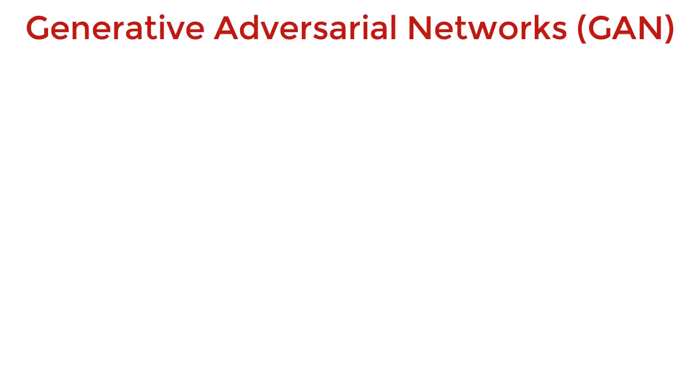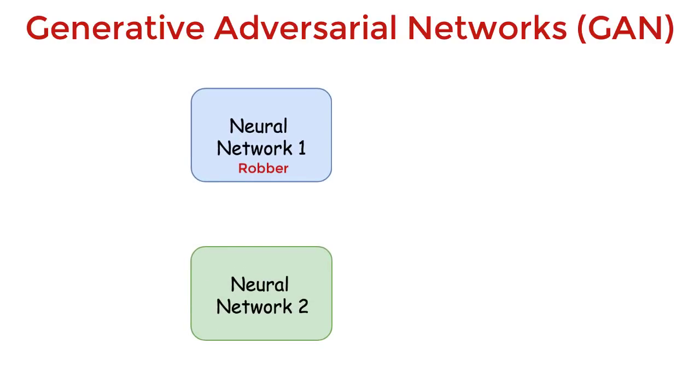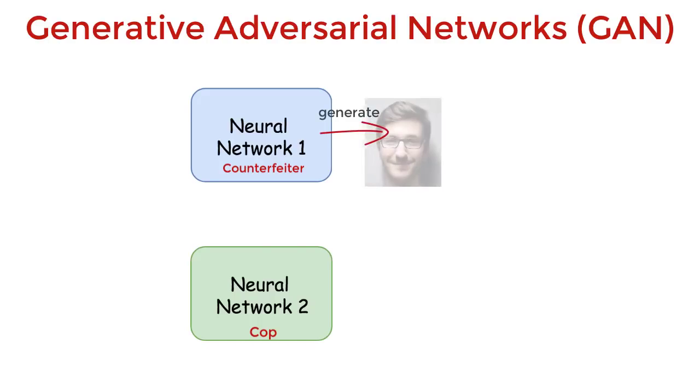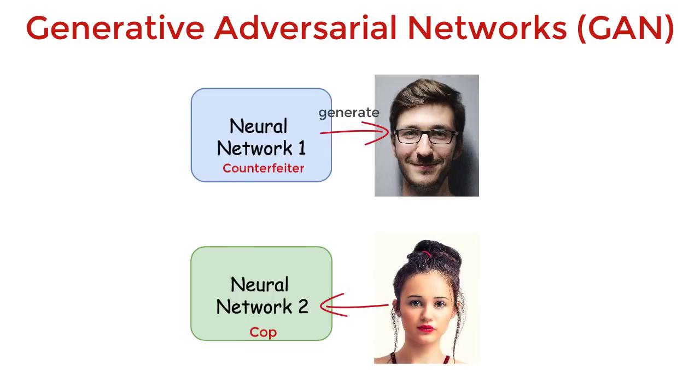So a GAN is a neural network that consists of two subnetworks. One of them is the robber, and the other is the cop. Now, when I say robber, I'm not talking about the guy who steals stuff, but he's more of the counterfeiter instead. So in this context of face generation, the counterfeiter network creates fake faces, and it is the job of the cop to catch them. So the cop looks at some face image, and it should try to tell which images are counterfeit images and which ones are the real thing.